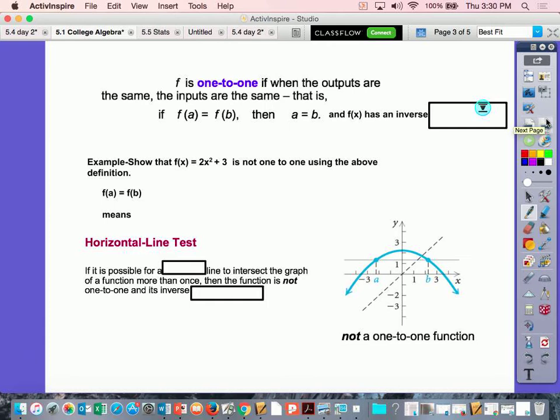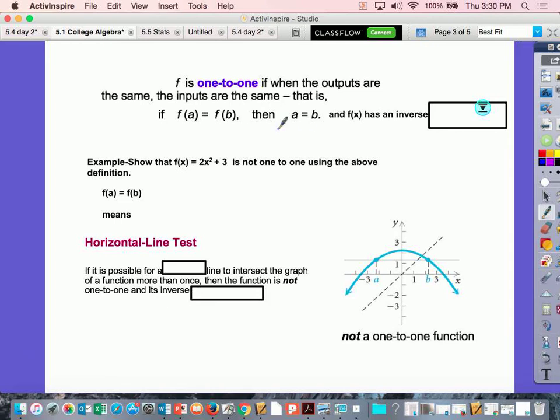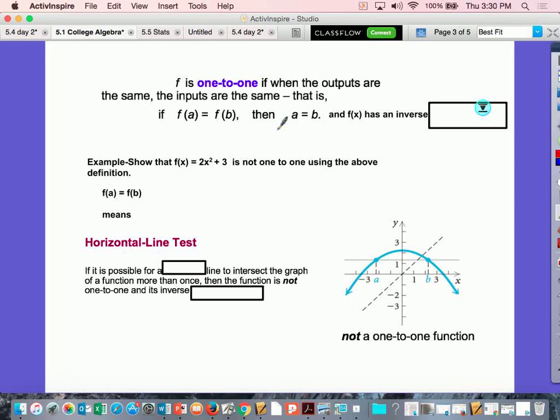Okay, let's take a look at the next page here. So now we're going to talk about a function being one-to-one. Now the notation here is a little bit messy, and we'll try to get through it. We can talk more about it when I get back, but we'll see if we can get through this.